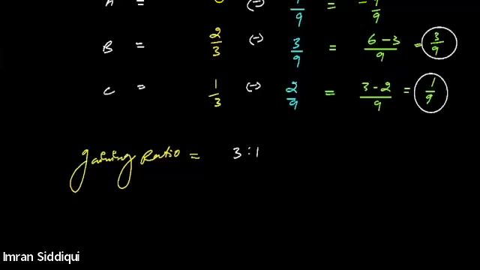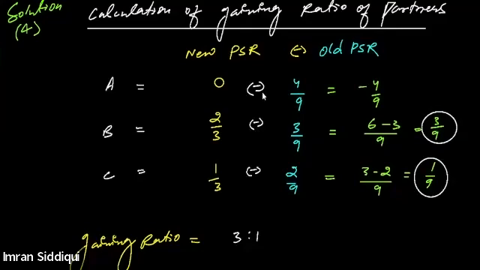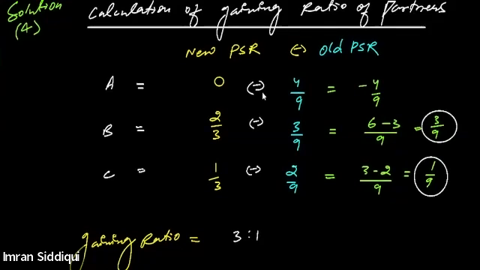Anyways, let me show you the answer. The calculation of the gaining ratio of the partners. This is how we will calculate it. We will simply apply the formula: new PSR minus the old PSR. This is how we usually determine the gaining or sacrificing ratio. We already covered this formula while discussing the admission of a partner. Then we used this formula in retirement as well. Then again in death, we will use the same formula to determine the gaining and sacrificing ratio.